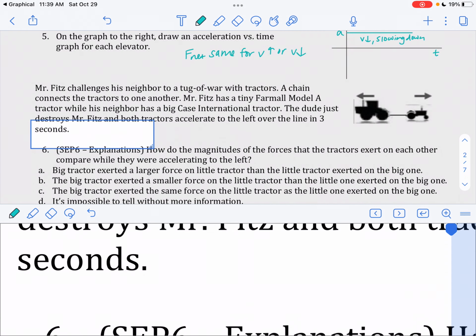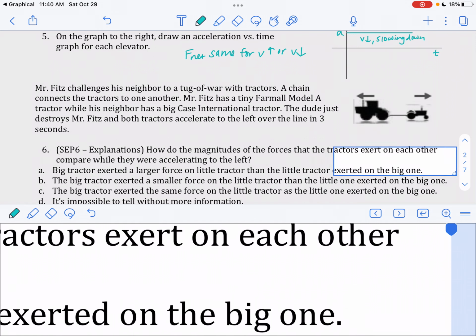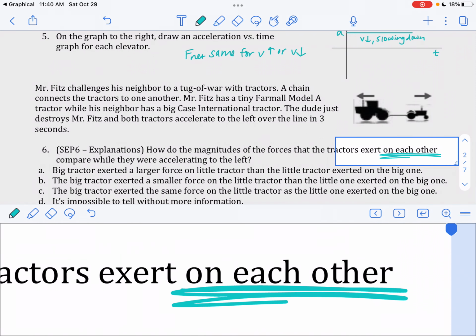Now we have: Mr. Fitz challenges his neighbor to a tug of war with tractors. A chain connects the tractors to one another. Mr. Fitz has a tiny Farmall Model A tractor while his neighbor has a big Case International tractor. The dude just destroys Mr. Fitz, and both tractors accelerate to the left over the line in 3 seconds. How do the magnitudes of the forces that the tractors exert on each other compare?